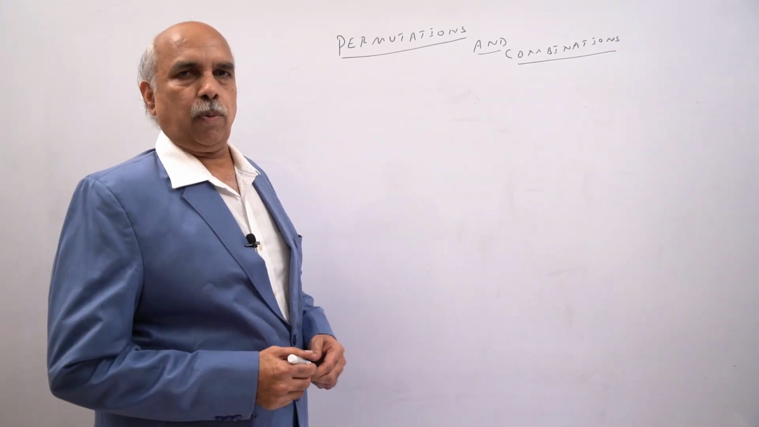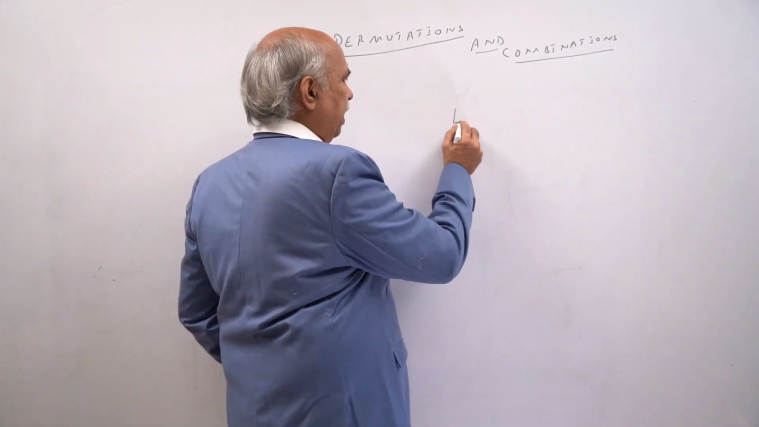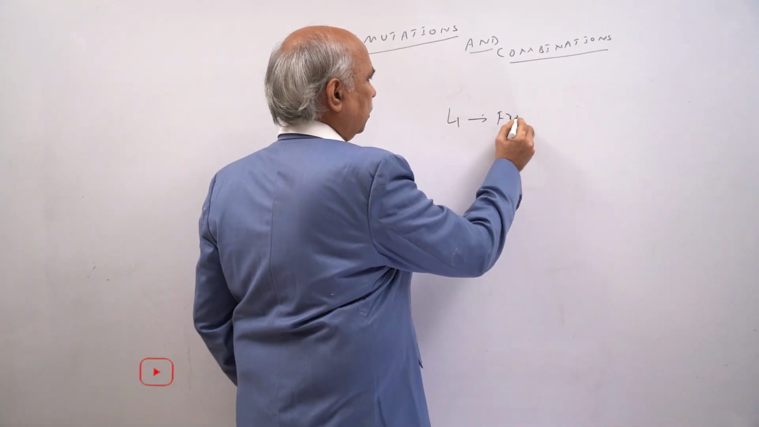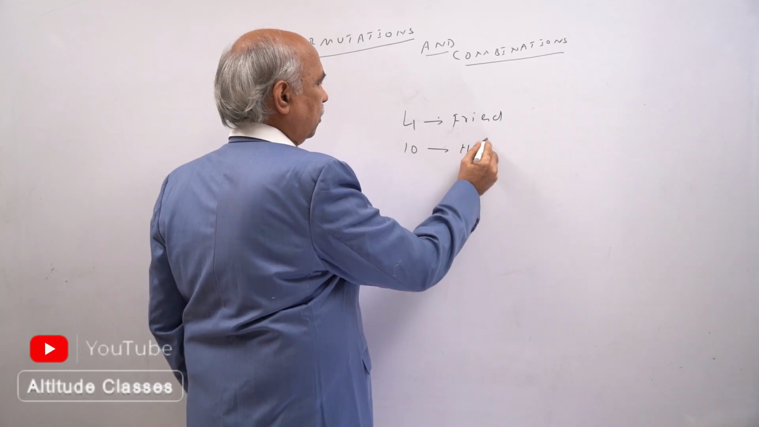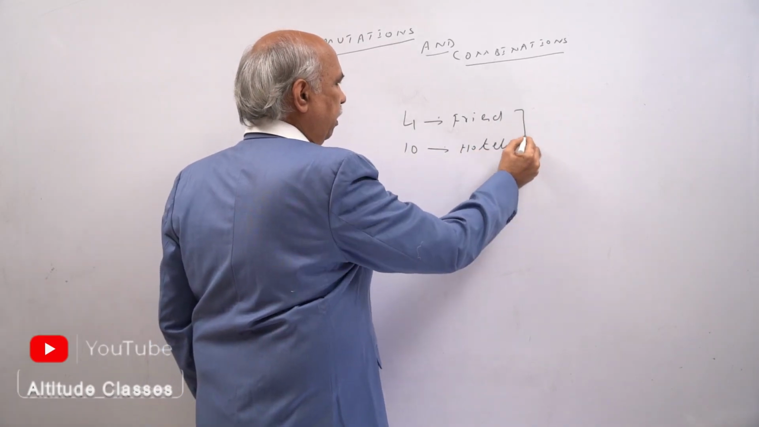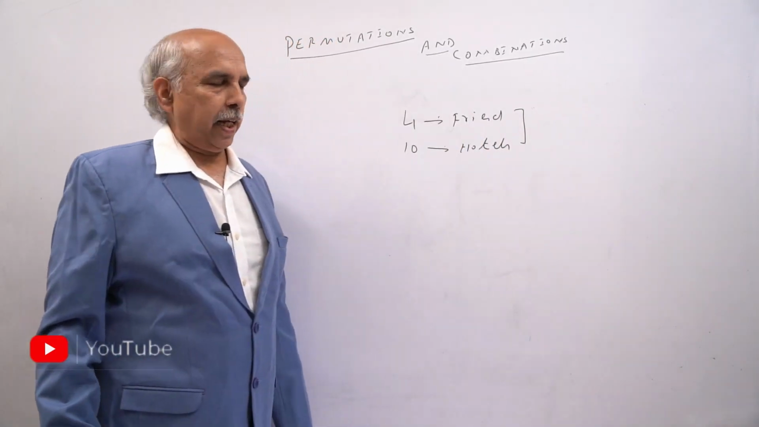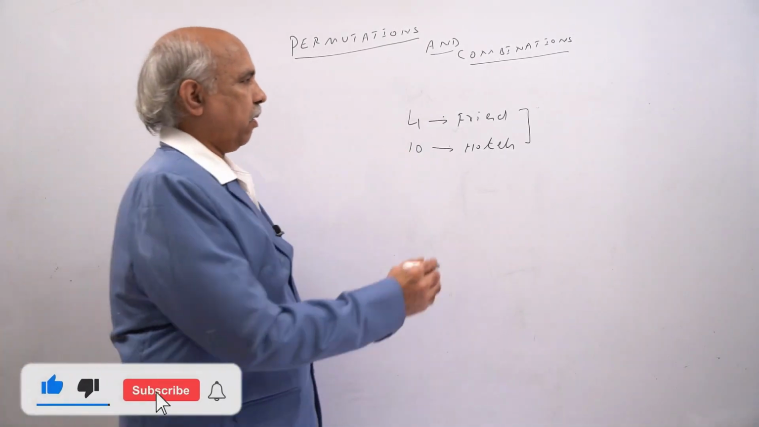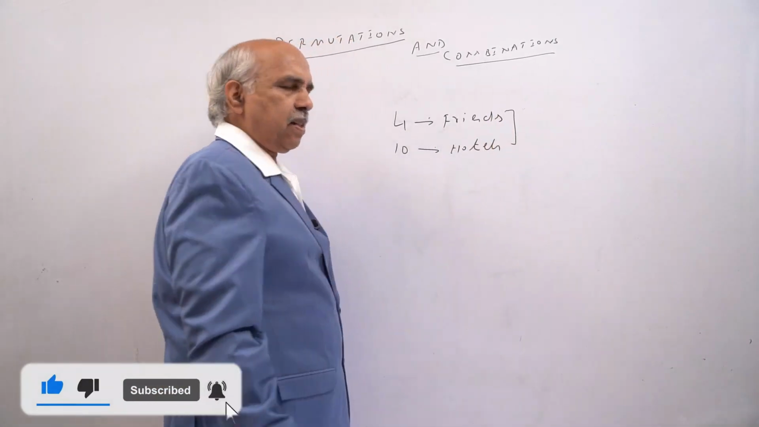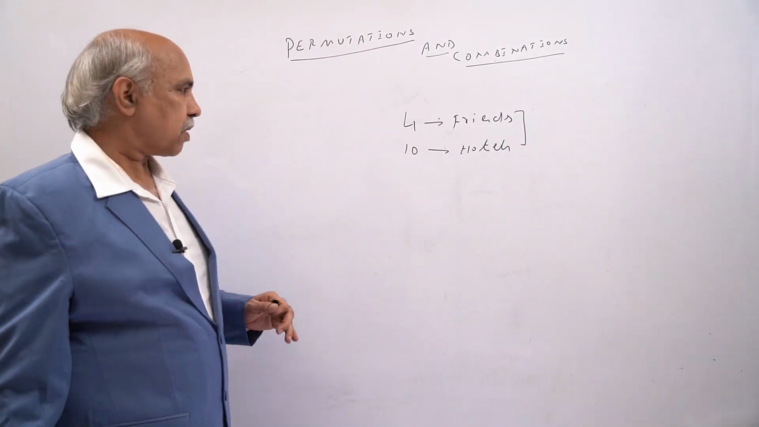We take up the next question. Now there are 4 friends and 10 hotels. In how many ways can 4 friends stay in 10 hotels? That's the question. In how many ways can 4 friends stay in 10 hotels?